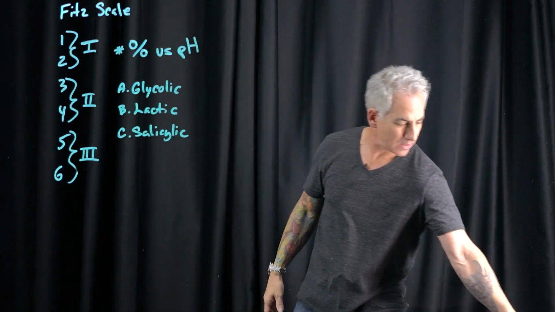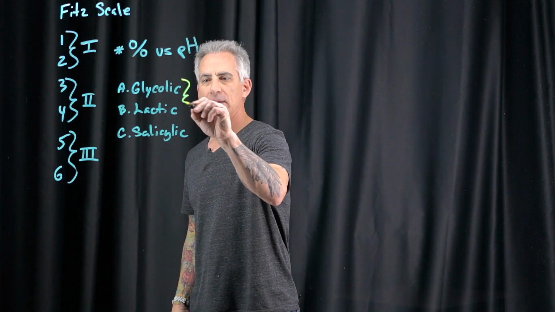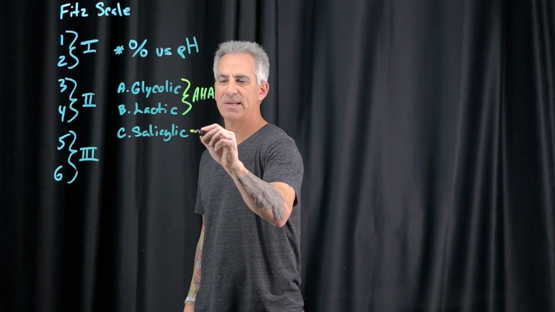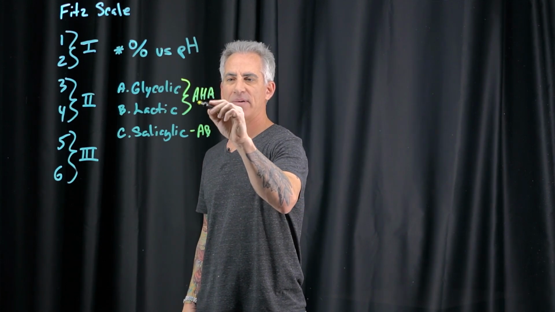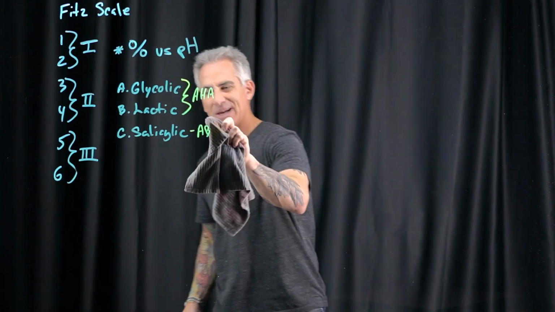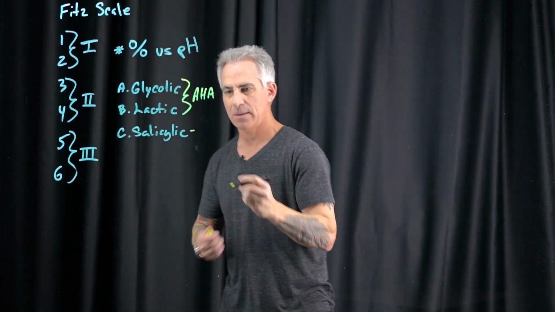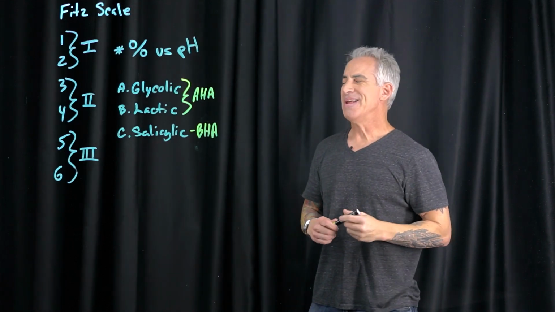So first off, let's go ahead and do this. Okay, so these are AHAs, alpha hydroxy acid, and BHA, beta hydroxy acid. Yeah, I blew that, didn't I? All right, let's do that. Okay, beta hydroxy acid. There we go.